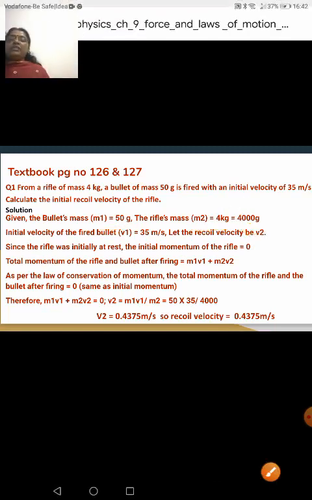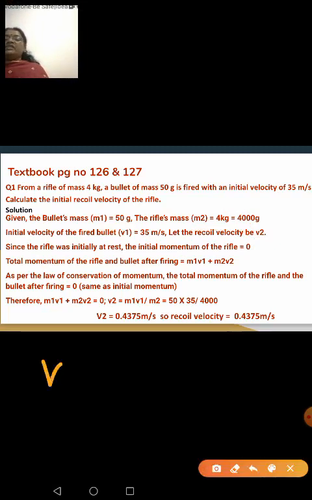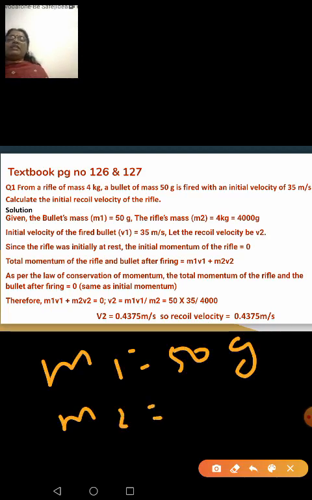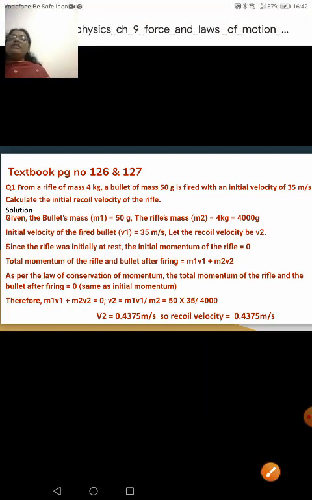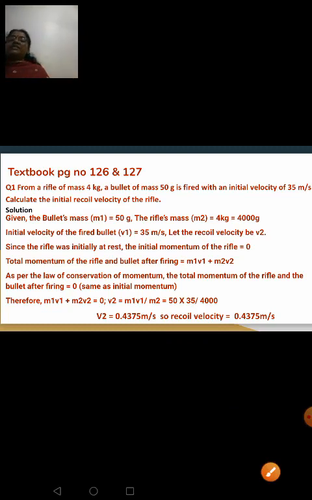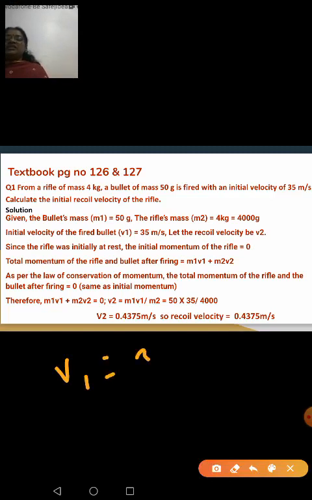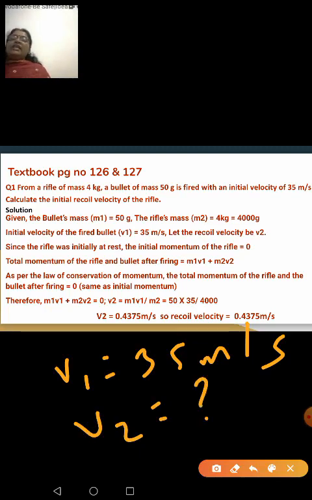So we have got the mass, that is your M1 as 50 grams, and your M2, that is your mass of the rifle, as 4000 grams. It is given 4 kilogram. We are converting that into grams. Now, initial velocity of the bullet that is getting fired out of the gun, we'll assume that as V1. That is given as 35 meter per second. You have to calculate the recoiling velocity of the gun. So we have to calculate V2. We'll assume the recoiling velocity of the gun to be V2.